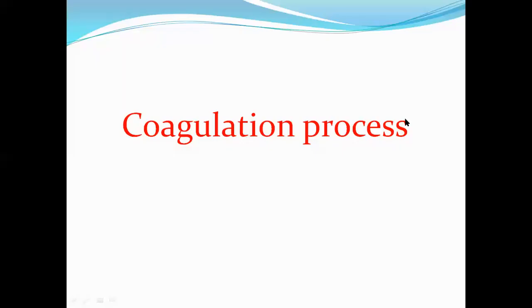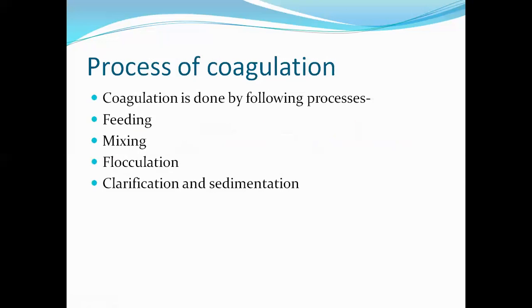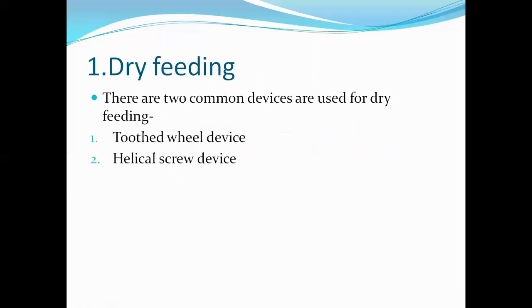In the previous lecture, we had discussed the coagulation process. We had discussed the principle of coagulation. Then we had discussed the process of coagulation. There are four processes of coagulation. In that, first is the feeding. The feeding has two types: first is the dry feeding, second is the wet feeding.